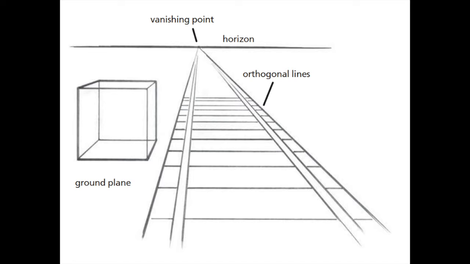And in this example, they show a railroad track. And you can see these orthogonal lines, which are lines that get smaller and smaller as they move farther away from the viewer. You can see they get thinner and thinner the farther they move into the distance. It's creating an illusion of space.